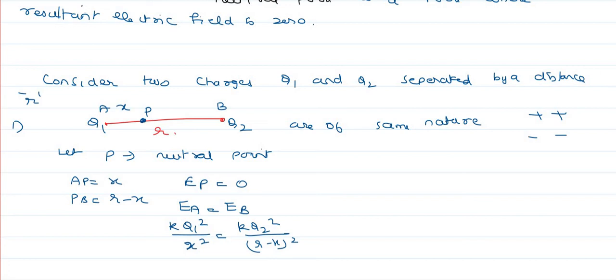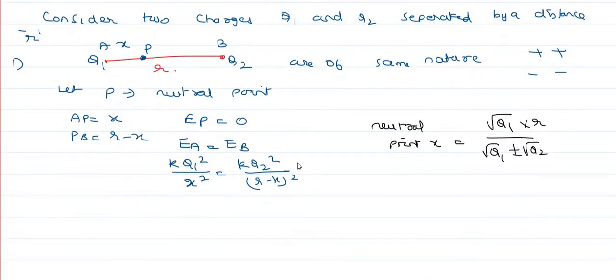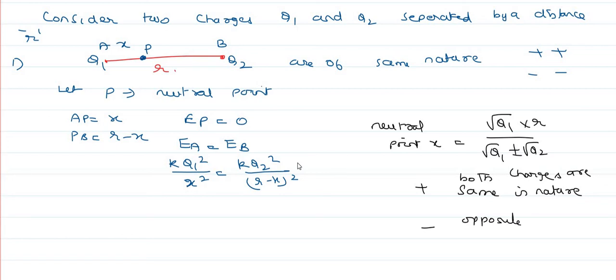But simply we can calculate with the help of a formula. What is that formula? For finding the neutral point X, you can apply this: X equals square root of Q1 divided by (square root of Q1 plus or minus square root of Q2), into r, the distance between the two charges. See here, plus or minus I have given. Plus is for same nature charges, when both the charges are the same in nature, that is positive or negative. If they are opposite charges, then you have to use the negative symbol.